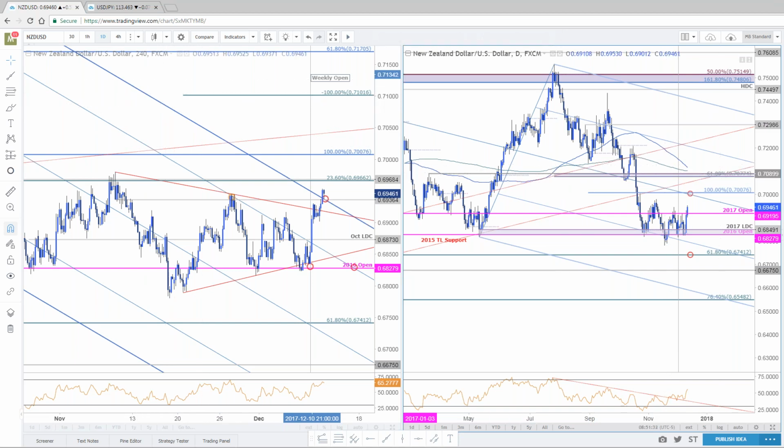But the immediate focus right now is on support, the former range highs here, with a stretch near 69.66, near 70, looking for a little bit more of an exhaustion pullback. Questions on Kiwi?